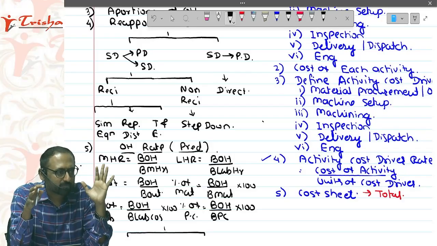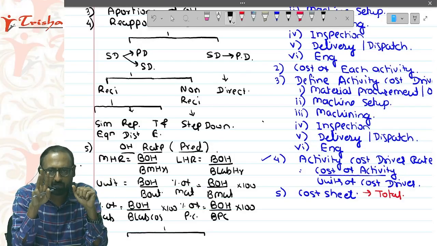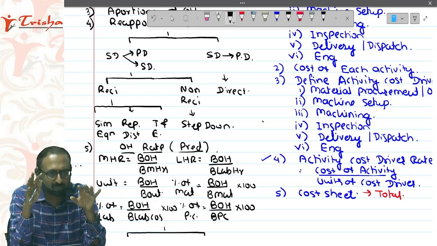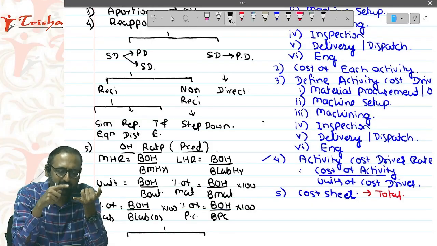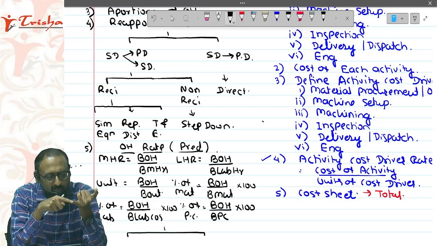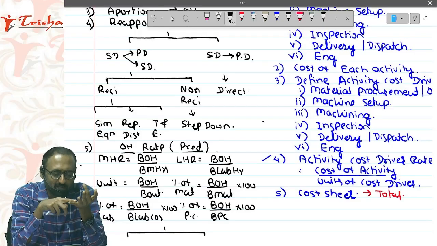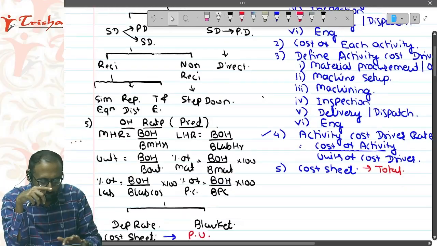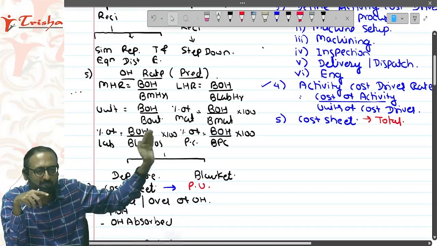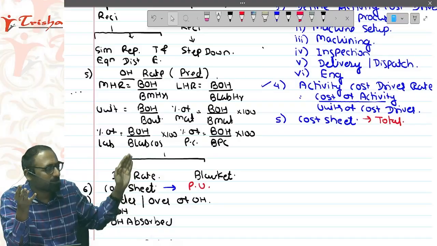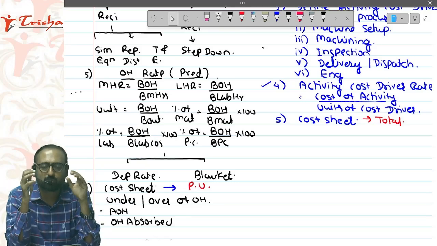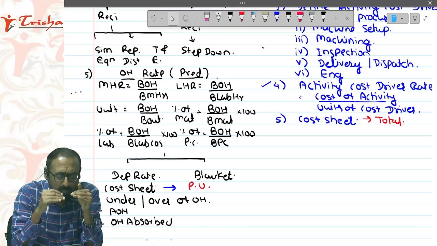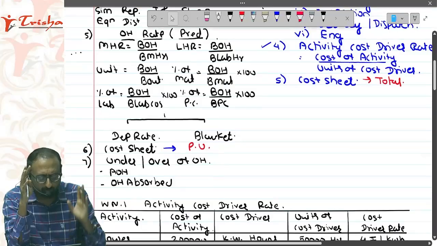After reapportionment of the service department overhead to the production department, our next step is to calculate the overhead rate. Overhead rates are six: machine hour rate, labor hour rate, unit rate, percentage of material, percentage of labor, percentage of prime cost. In all the formulas, the numerator is the same, budgeted overheads. Machine hour rate is budgeted overheads upon budgeted machine hours. Labor hour rate is budgeted overheads upon budgeted labor hours. Unit rate is budgeted overheads upon budgeted output. Percentage of material is budgeted overheads upon material cost into 100. Percentage of labor is budgeted overheads upon labor cost into 100. Percentage of prime cost is budgeted overheads divided by budgeted prime cost multiplied by 100. This formula you are going to follow, guys.